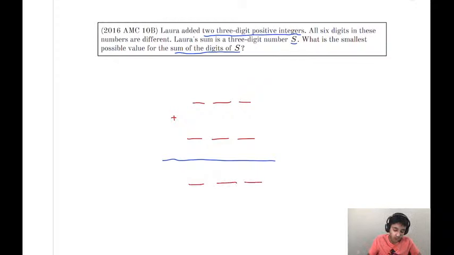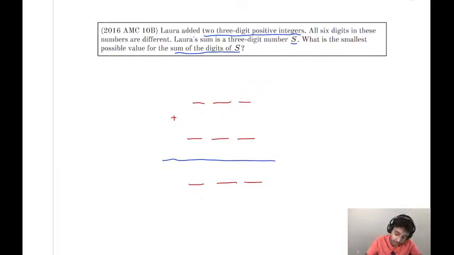Okay, so how can we actually minimize the sum of the digits? How can we minimize the sum of the digits? So a hint here is to realize that the sum of the digits is maximized when you have the largest possible numbers, but not exactly.